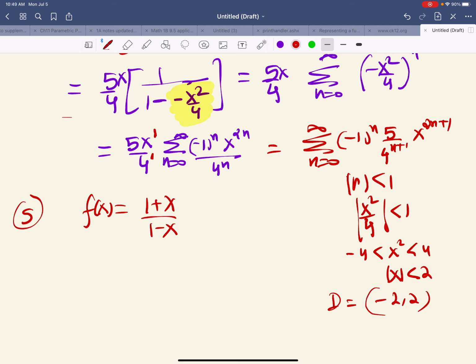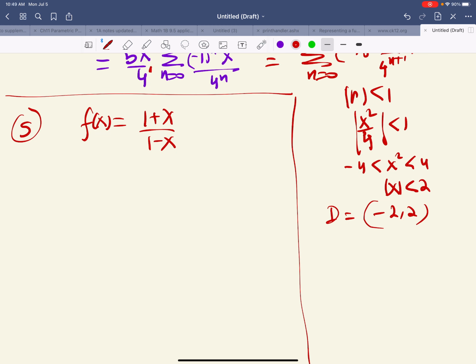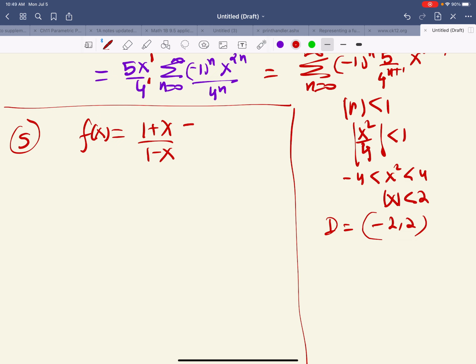All right. Next, we have example number 5. We're going to express this function as a power series. So first of all, we're going to go ahead and write this using partial fractions. Oh, no, we cannot do partial fractions here, but we can go ahead and write it as 1 over 1 minus x plus x over 1 minus x. Yeah, just writing it as two separate fractions.